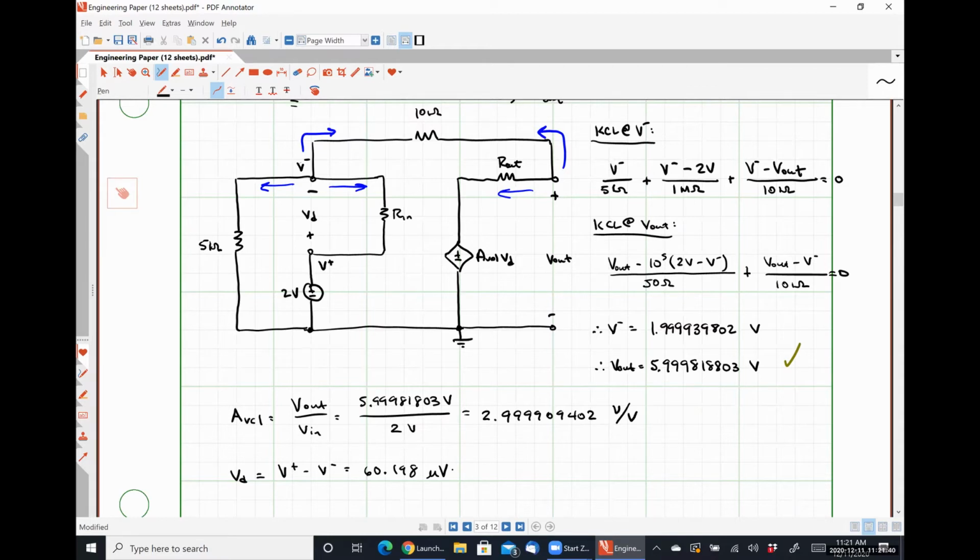Voltage gain is 100,000. 6.0198 volts. Okay, so not the same as our output voltage. Is that okay? So does it make sense that V out is close, but not equal to AVOL times VD?